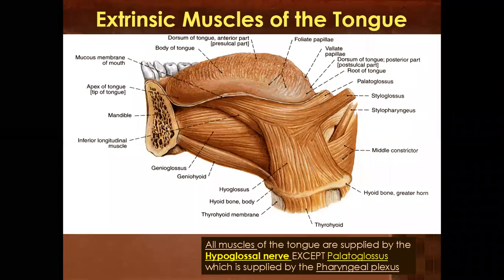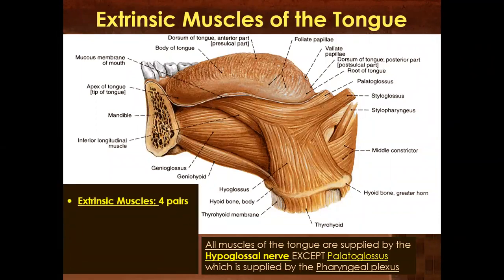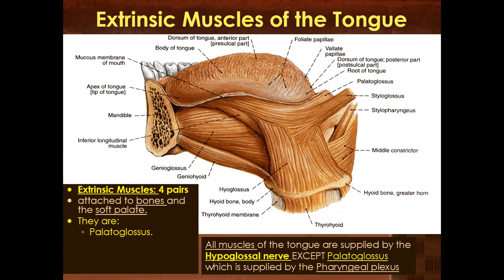Now coming to the extrinsic muscles of the tongue. Which are the extrinsic muscles? There are four pairs because they are on either side. They attach to the bone and the soft palate. The difference between the intrinsic and extrinsic muscles is that extrinsic muscles are attached to the bone, while intrinsic muscles are not. One is the palatoglossus; here you can see the palatoglossus muscle. Then we have the styloglossus, below that, which is attached to the styloid process and comes to attach to the tongue.